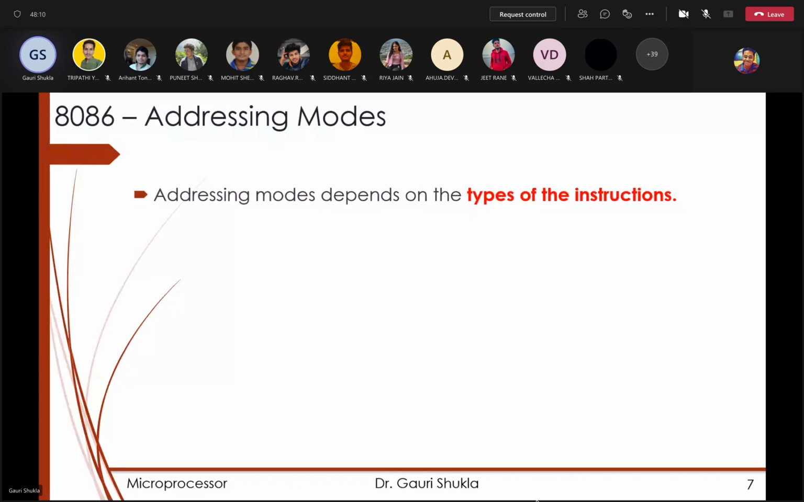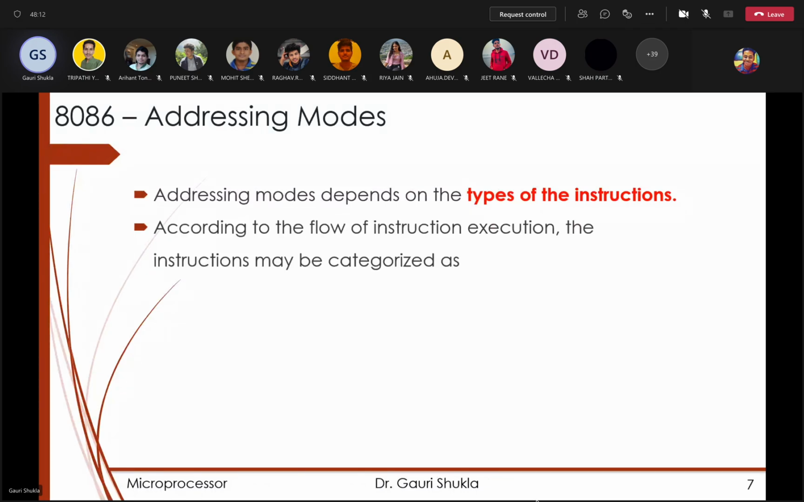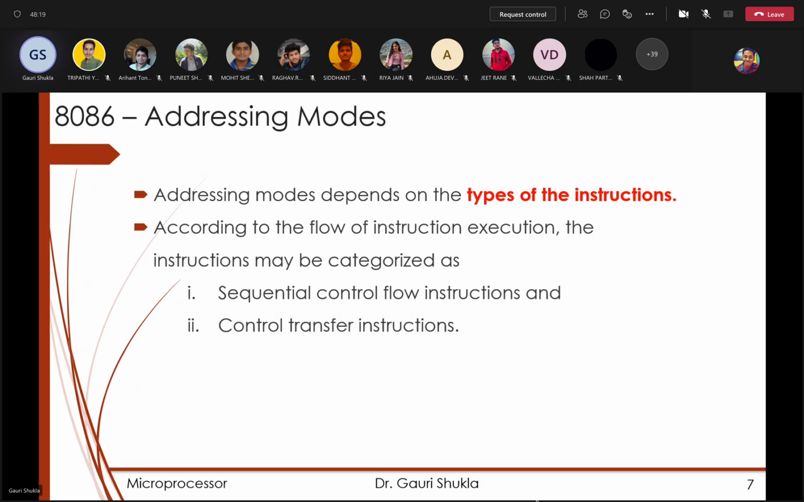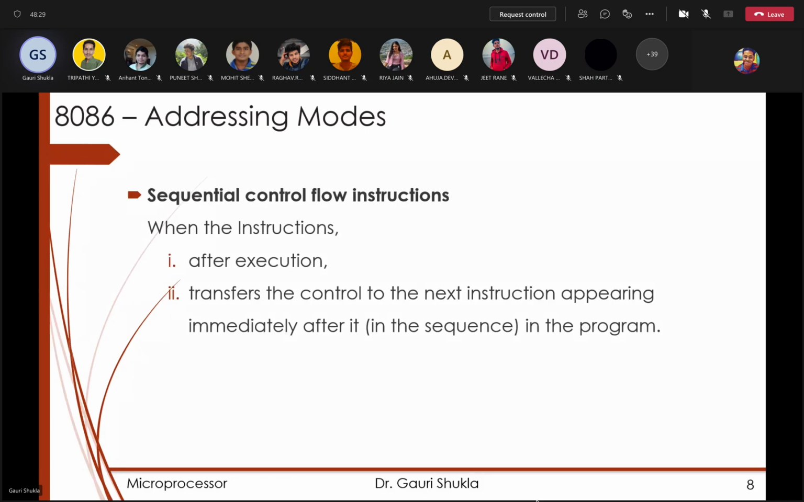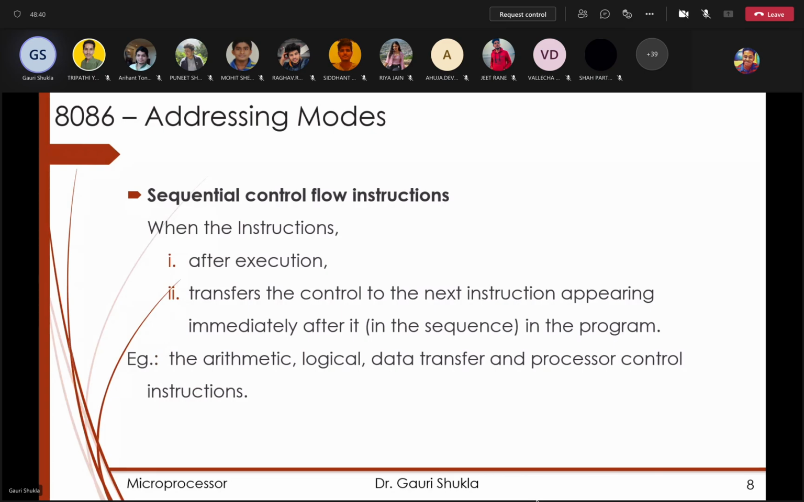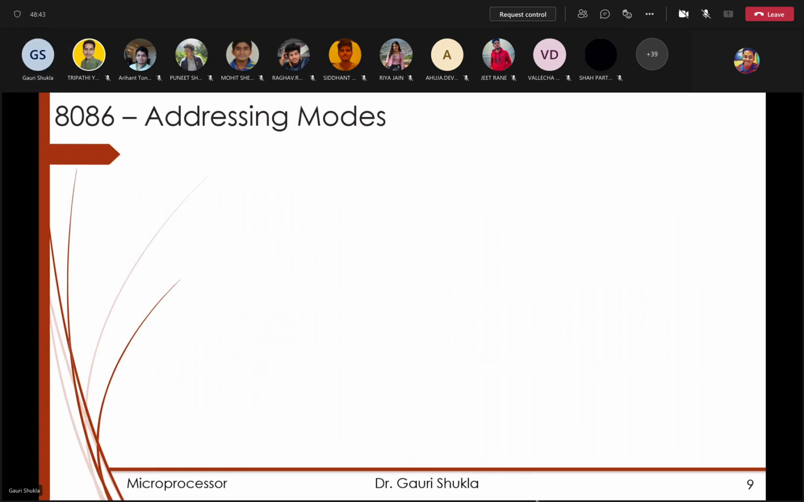All addressing modes also depend upon the type of the instruction. According to the flow of the instruction execution, the instructions may be categorized as sequential control flow instructions and control transfer instructions. The words are pretty obvious. Sequential flow control means the instructions will get executed one after the other. They transfer the control to the next instruction appearing immediately after it, and hence it is sequential programming. We all do sequential programming, right?